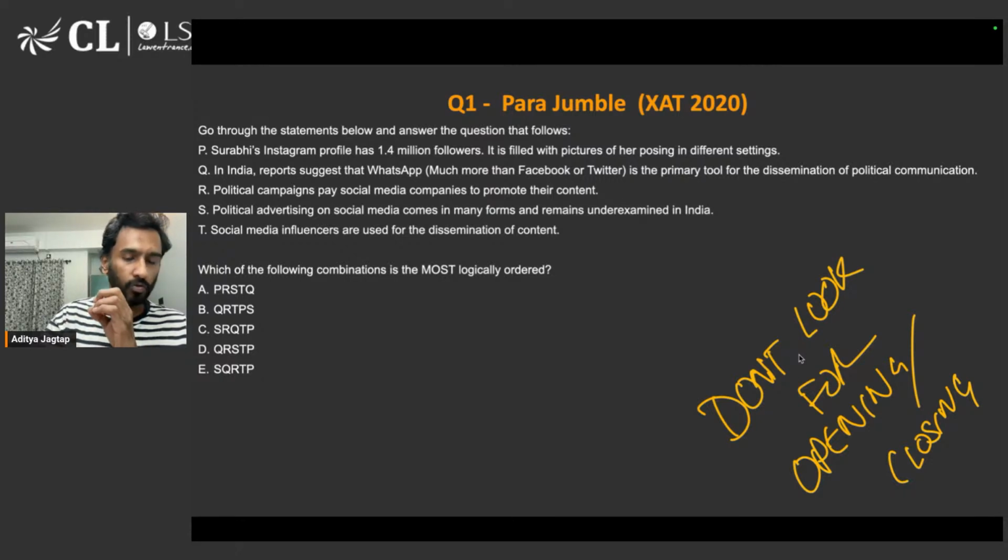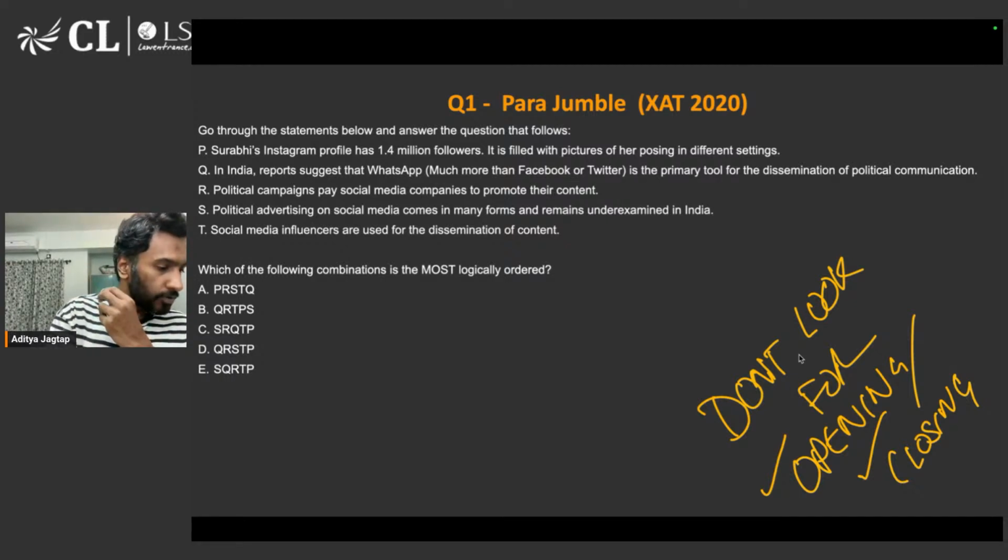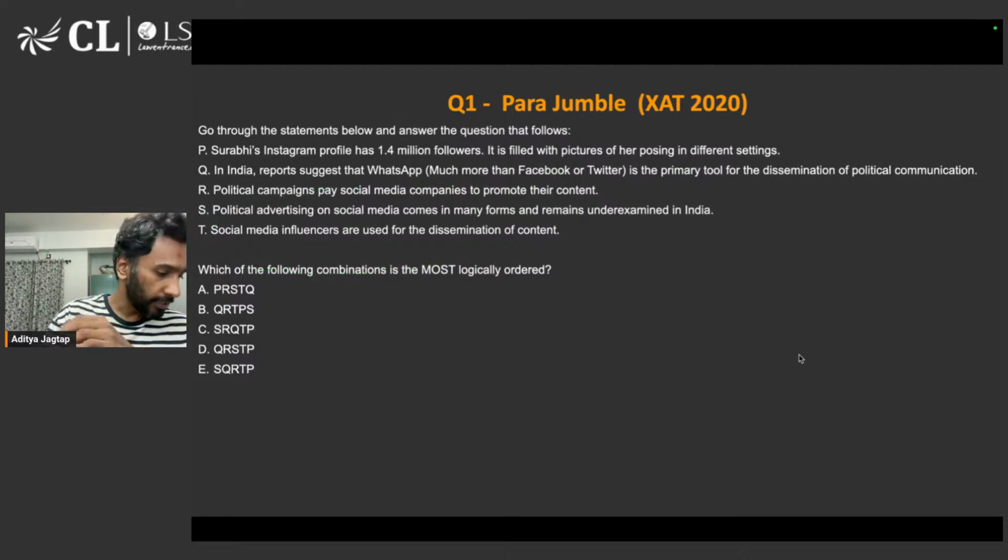They often know that we have a natural tendency to think, oh, this sounds like an opening statement, a closing statement. So they'll capitalize on that by placing a statement like this. If you look at it as a standalone statement, it looks like the opening of some paragraph, right? So try not to use that. Social media influencers are used for the dissemination of content. So we simply pick up on this topic of discussion here, which is social media influencers used to spread content.